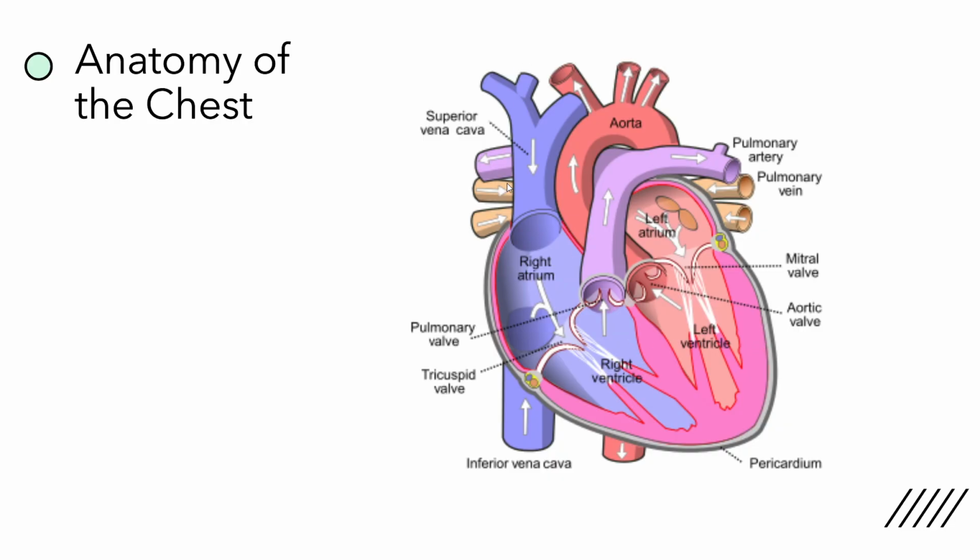You'll notice that half is blue and half is red. That's because we have deoxygenated blood entering into that right side that's then filtered through the lungs via the pulmonary artery, comes back through via the pulmonary veins back into that left side, and now that blood is oxygenated.